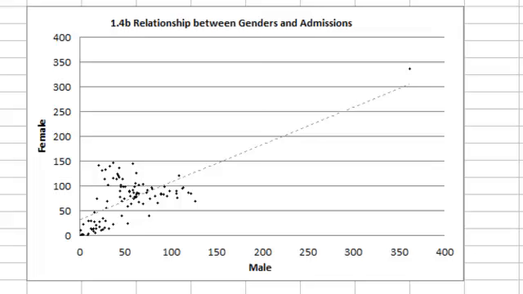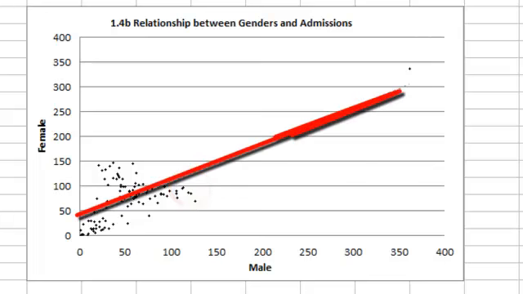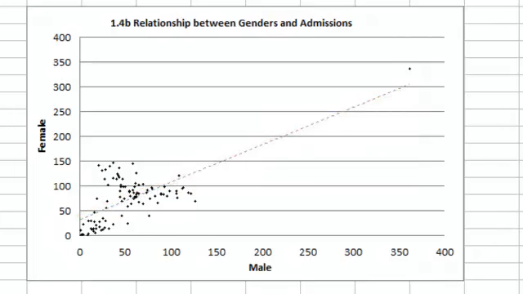The male trend of admissions are on the x-axis. The female trend of admissions are on the y-axis. The graph shows that when admissions are high for males, they are also high for females. This trend can be highlighted by adding a trend line, as seen by the dotted line on the graph. This type of relationship is called a linear relationship, where when one variable is low, the other is low, and when one is high, so is the other.